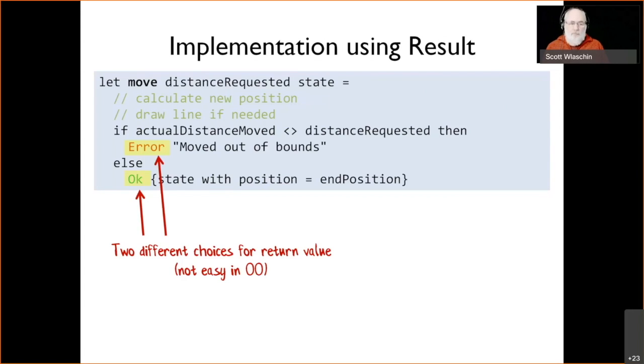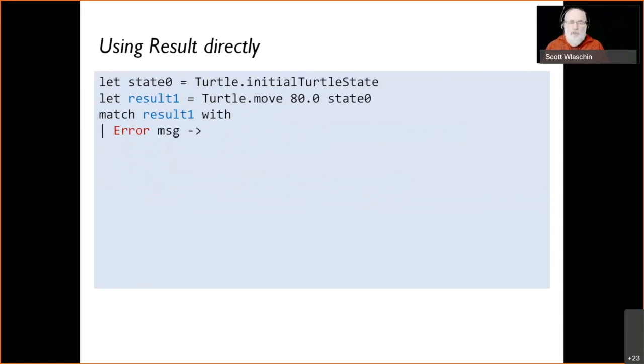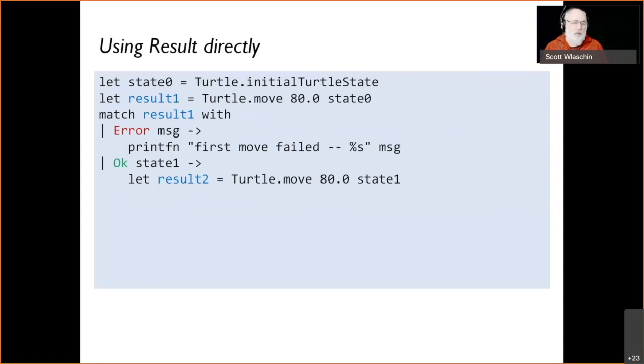So again, I could sort of implement this in OO using subclasses maybe. It's really easy. In functional languages, this is sort of a standard technique. So now let's write the code that uses the results. So I move something and I get a result back. Now, is it success or failure? I don't know. I'm going to have to do pattern matching. So I have to check each possible case. Is it an error? Okay, it failed. Is it successful? Okay, then I'll try moving again.